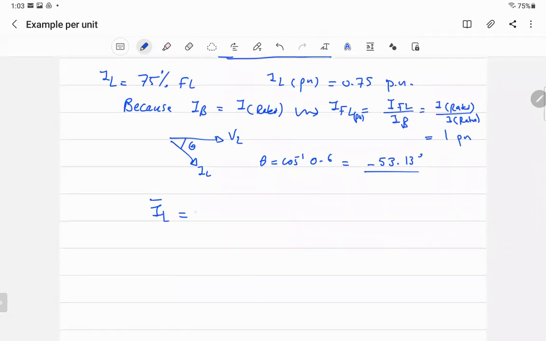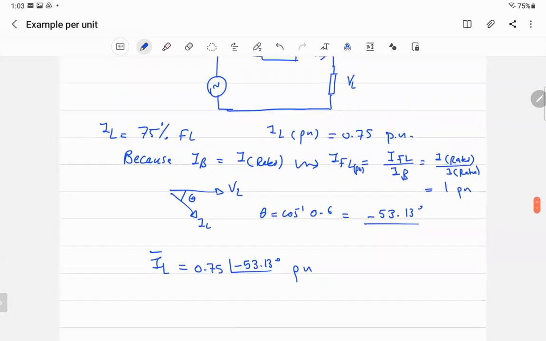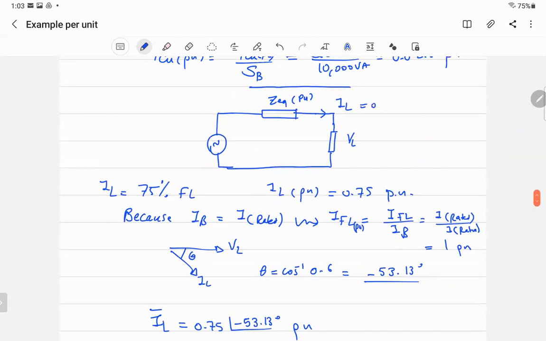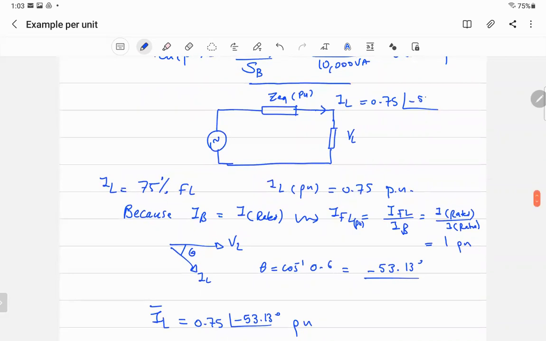So the current now, as a phasor for the load, is equal to 0.75 at angle negative 53.13 degrees per unit. Let me write the value here: 0.75, and the angle negative 53.13 degrees per unit. Great.